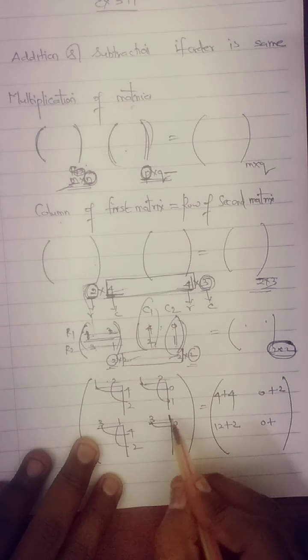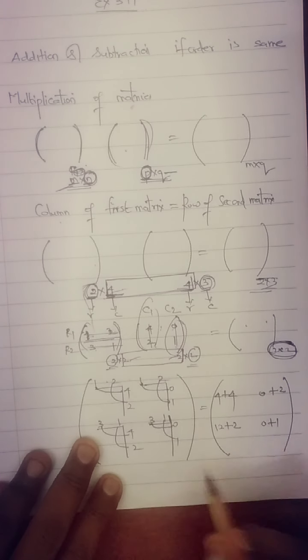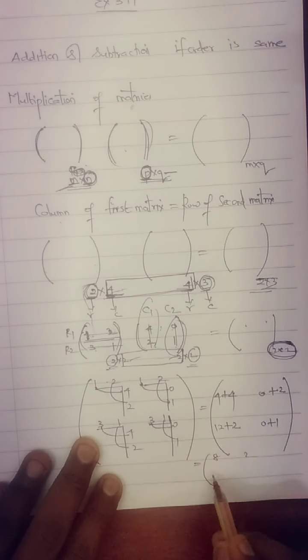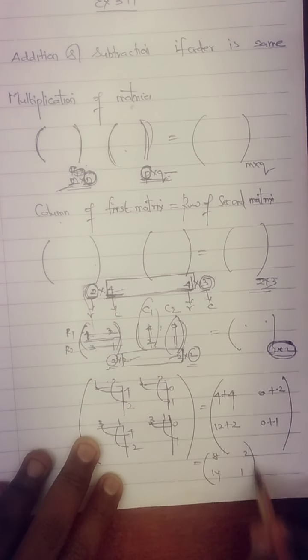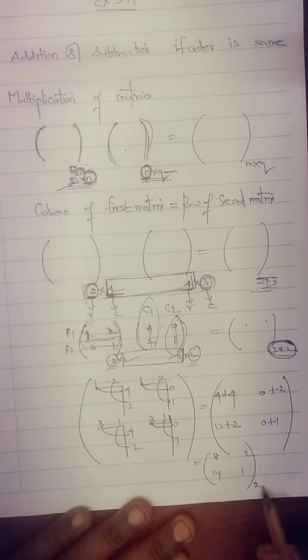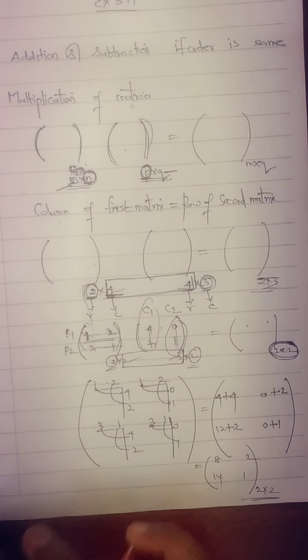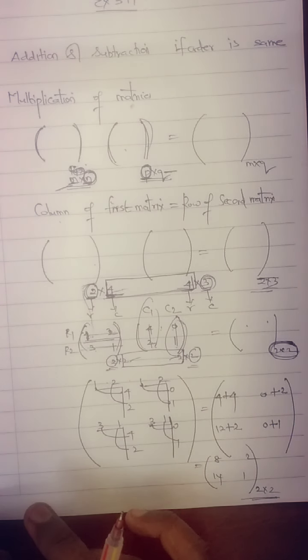Plus here 1, no. 1 into 1, 1. So the answer is 4 plus 4, 8. 0 plus 2, 2. 12 plus 2, 14. 0 plus 1, 1. A 2 cross 2 matrix. So this is our answer. This is the easiest method without any confusion.